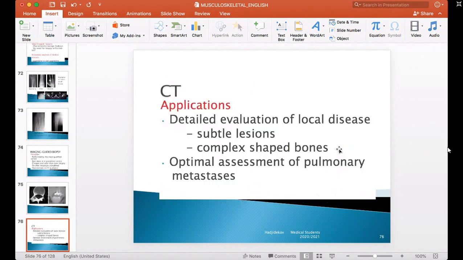When we perform CT, the main application is the detailed evaluation of local disease, if we have some subtle lesions, or complex-shaped bones, and for optimal assessment of any pulmonary metastases, because many of these bone tumors can give you pulmonary metastases. That's why you will perform a total CT scan of the thorax, abdomen, and pelvis, of the total body.